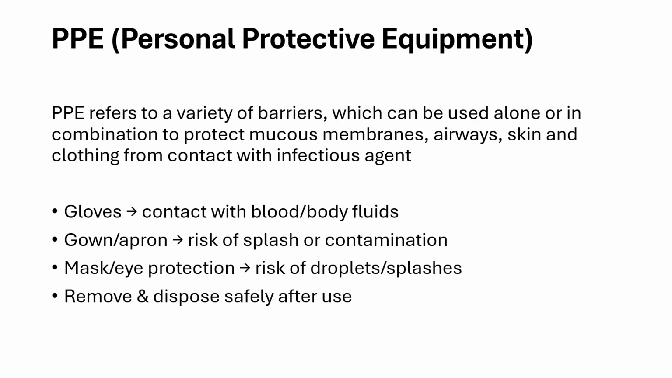PPE, personal protective equipment, refers to a variety of barriers which can be used alone or in combination to protect mucous membranes, airways, skin, and clothing from contact with infectious agents. For example, when there is a risk of contact with blood or body fluids, gloves have to be worn. Next, gowns and aprons, where there is a risk of splash or contamination. Masks and eye protection are important when there is a risk of droplets or splashes. And always remember, it is very important to remove and dispose of PPE materials safely after use.